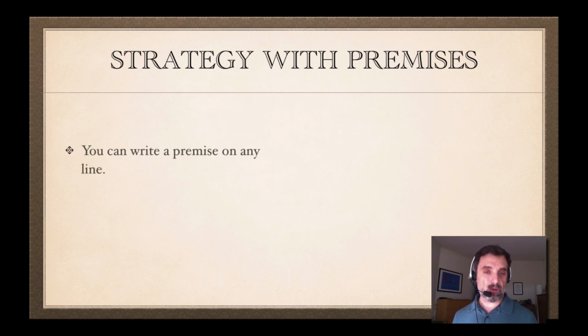So, strategy with premises. You can write a premise on any line, so you might wonder, when should I write the premises? You could be in the middle of a longer derivation, and you can think, okay, it's time for me to write a premise. Who knows what lines 6 and 8 are, but P was your premise, and so you could write it down if you're doing a derivation of a bigger argument.